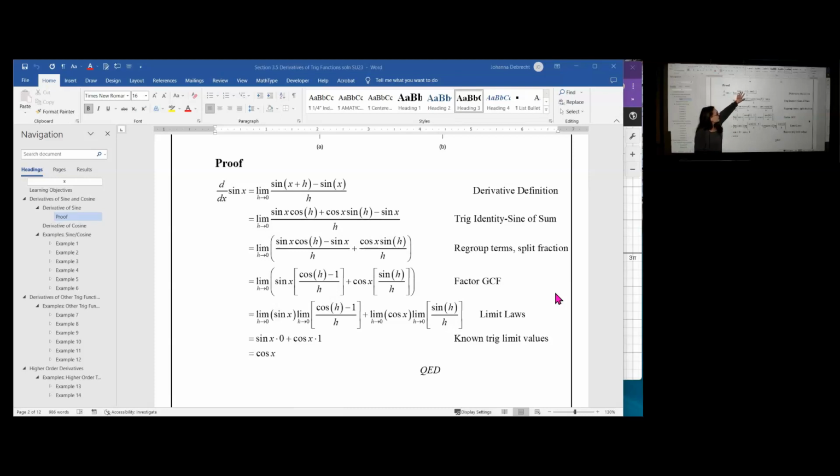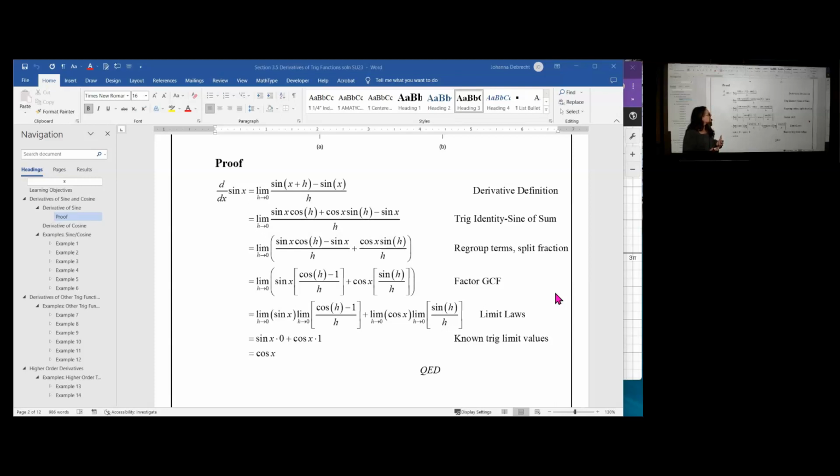Then we apply a trig identity for the sine of a sum. The sine of a plus b is sine a cosine b plus cosine a sine b. We use that to split up the sine of x plus h into sine x cosine h plus cosine x sine h. We still have the minus sine x in the numerator. And of course, it's all divided by h, and we're taking the limit of it.